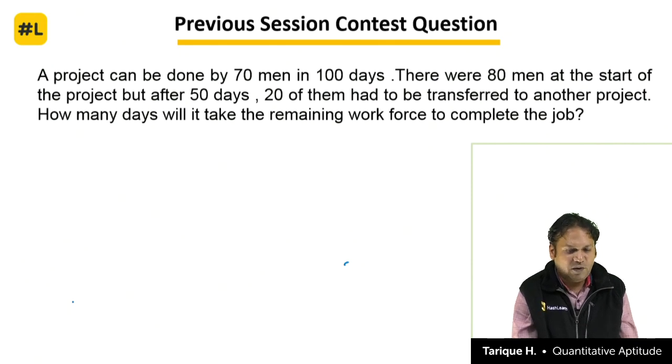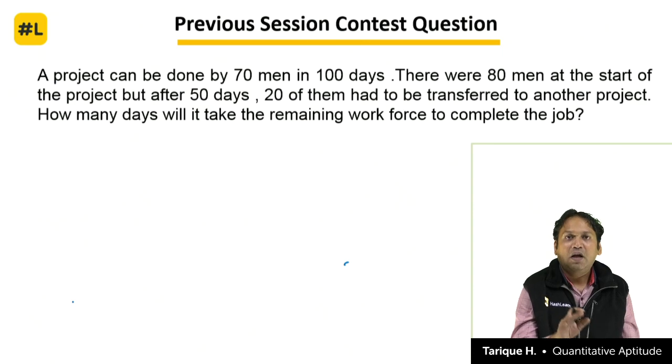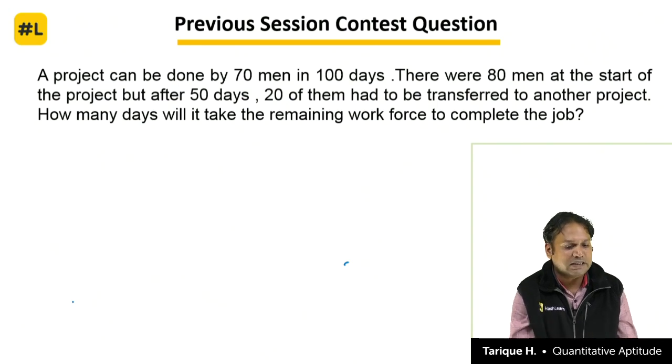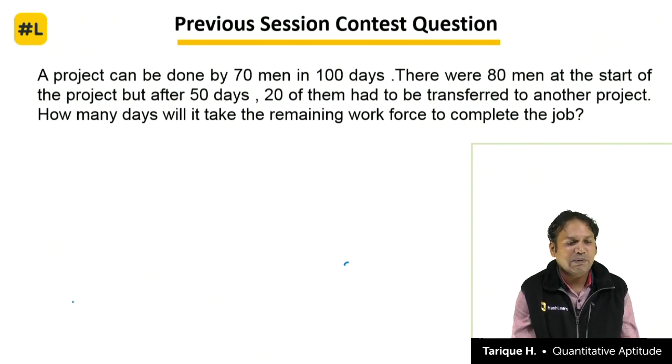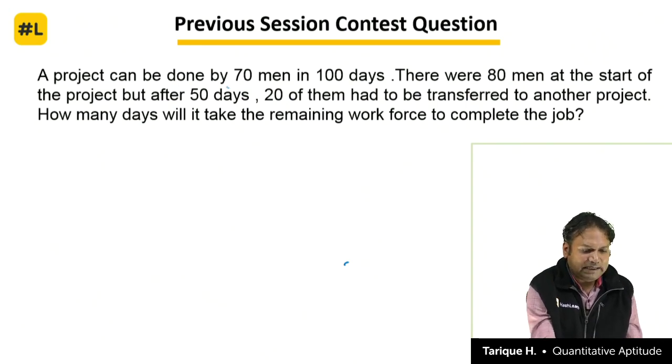Now we will take the next thing, that is previous session contest question. This question is from the topic of time and work, right? Almost all students got the answer right, wrong, none of them got the answer. So let's see what this question is discussing, what is happening in this question. A project can be done by 70 men in 100 days, that is the first case. 70 men can do the project in 100 days.